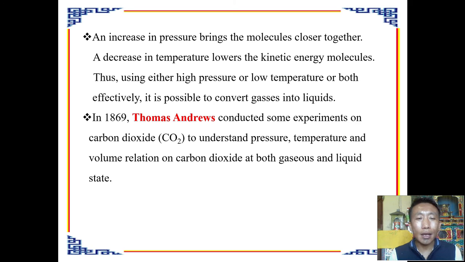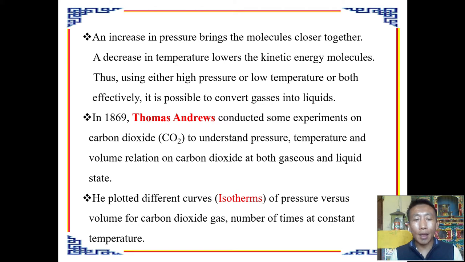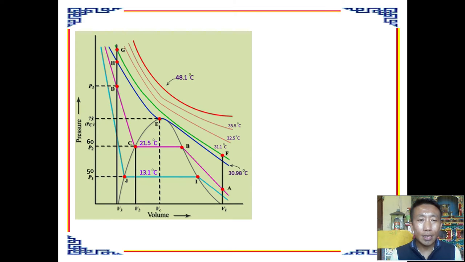In 1869, Thomas Andrews conducted an experiment on carbon dioxide to understand the relationship between pressure, temperature, and volume. He conducted this on carbon dioxide in both gaseous as well as liquid state. He conducted this experiment numerous times and then plotted his findings in the form of a graph, which we will see here. The graph is plotted against volume and pressure, and here we are changing temperature. These lines are called isotherms. Isotherms are lines which connect the points at a particular temperature.